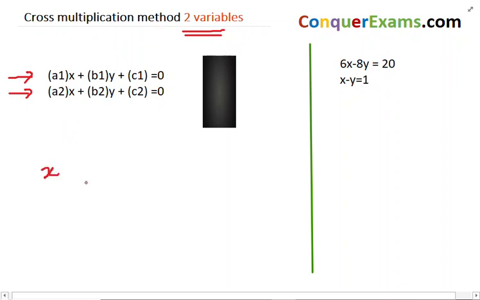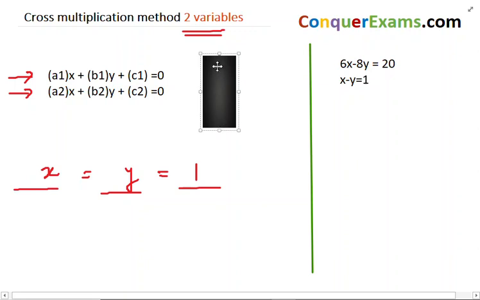You write x over here, you have y, and you have 1 because there are just two variables over here. These will be equal when they are divided by some particular value. Alright, now let's try to find out the value.